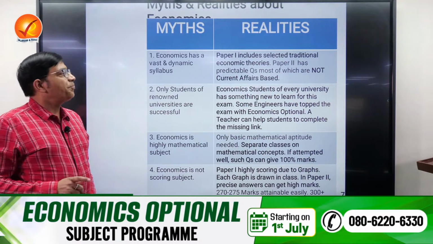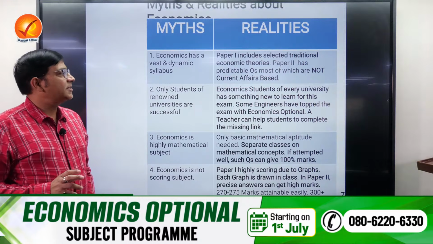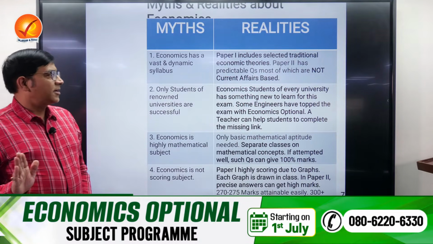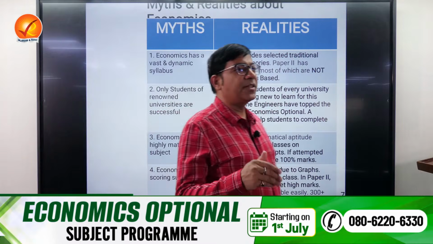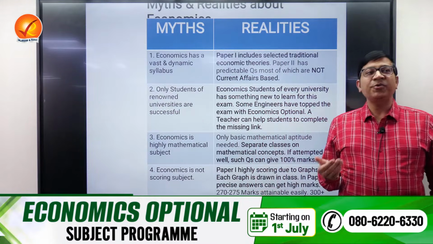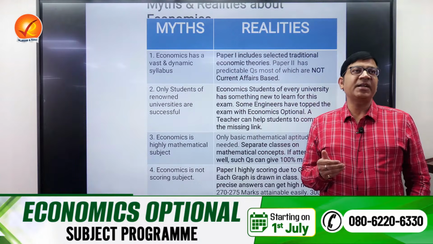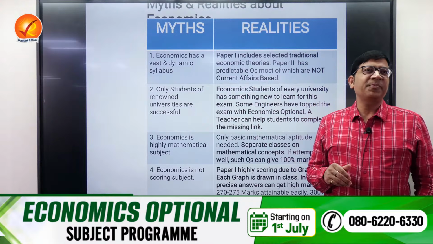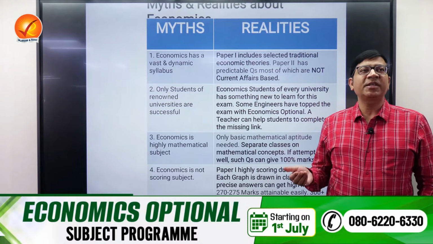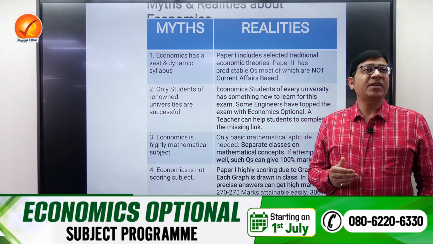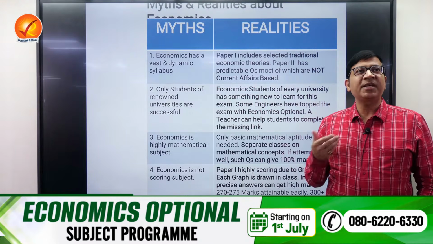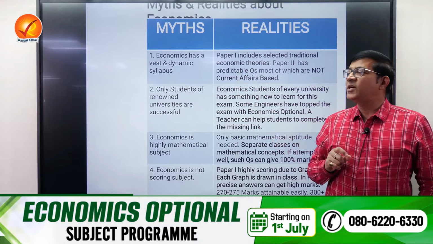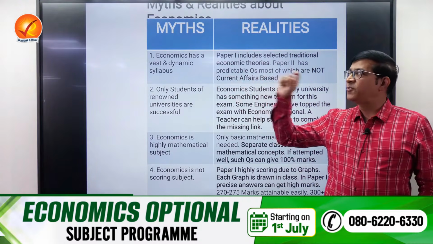Perhaps the most common myth is that economics has a vast and dynamic syllabus. Look, to some extent, I will agree with vast. I don't want to keep you in the dark. The syllabus is significant, and that is why we take approximately 6 months. Minimum 6 months I would need in order to finish the syllabus, because we won't rush through. We'll do it slowly and gradually. So that is time taking in that way. But clearly it is not dynamic. First of all, let's come back to vast again.